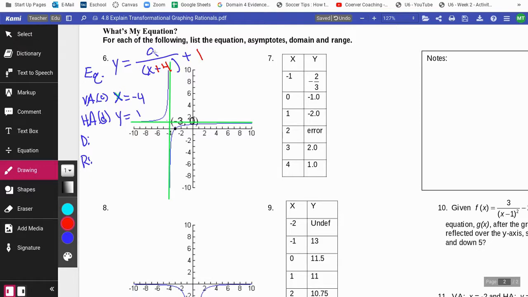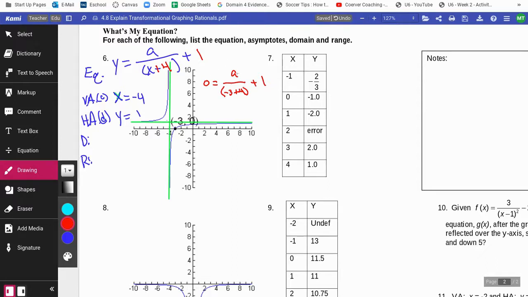So I'm going to do it two ways. I'm going to do it algebraically. If I'm looking for the a value and I have all my other stuff plugged in, I'm going to use a point, any point. In this case, it just gives me this point, and I'm going to substitute that in for y and x. So 0 is equal to a over -3 plus 4, plus 1. This is solving it algebraically, right?